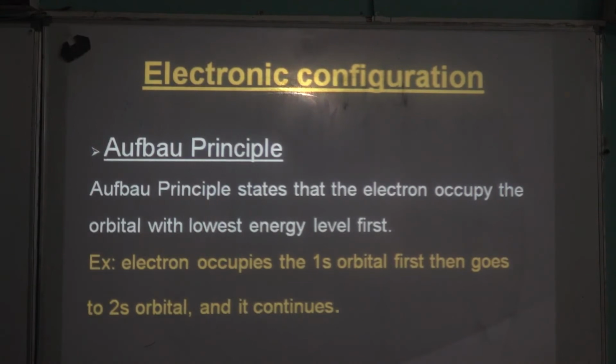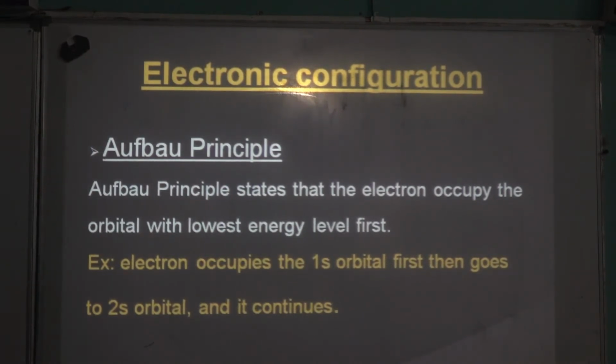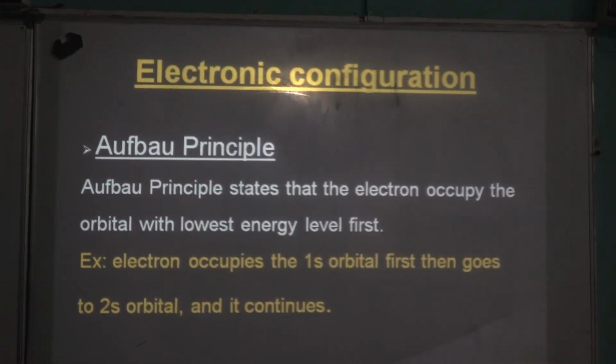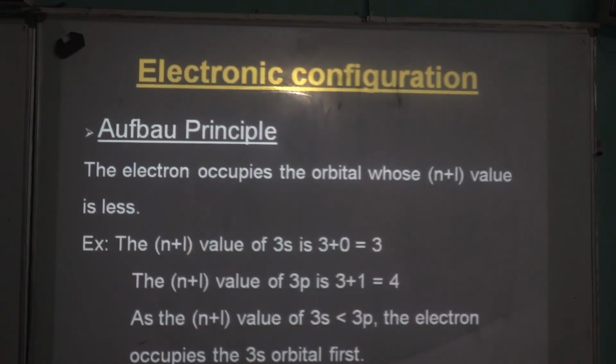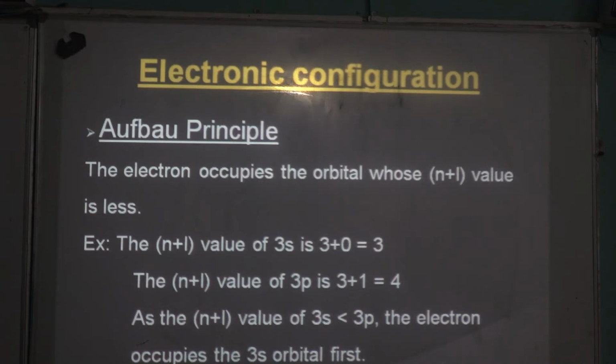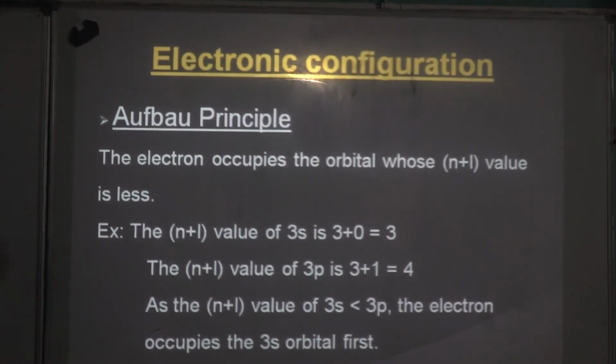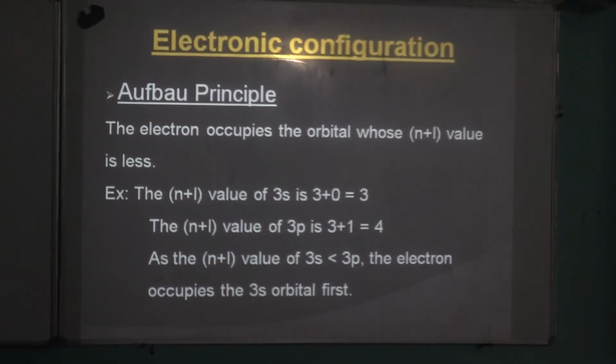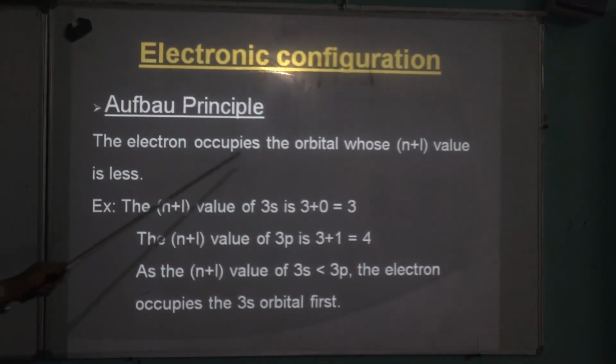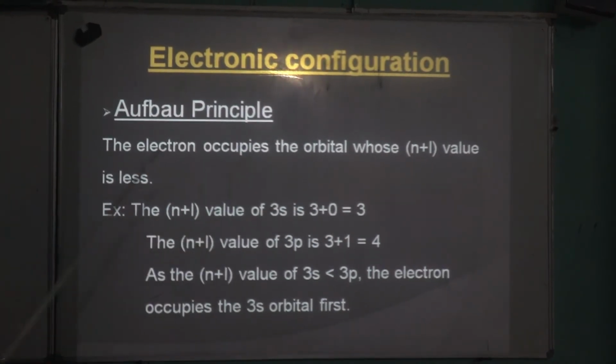Here, it is very simple: an electron occupies the lowest energy level first. That is the most important thing. While filling up the electrons, first you have to fill the electrons in the lowest energy level, then go to the higher energy level. That is, an electron occupies the 1s orbital first and then goes to the 2s orbital, and it continues. Of course, we cannot remember each and every energy value of each and every orbital. That's why it is modified as: an electron occupies the orbital whose n plus l value is less.